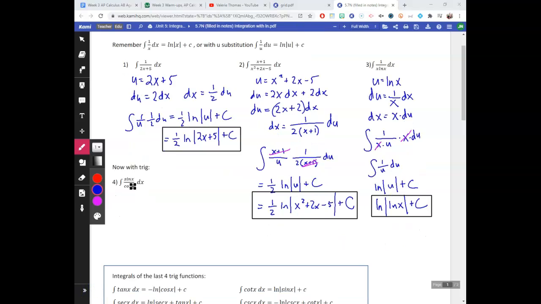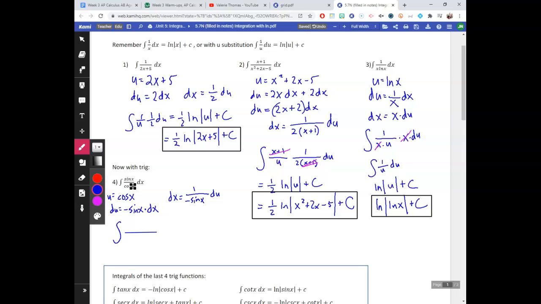There's a sign there, and let's hope that this gets eliminated. So u is cosine of x. That means du is going to be negative sine of x times dx. And so dx is going to be what? It's going to be 1 over negative sine of x du. That's good because we have the sine in the numerator in the problem and sine in the denominator in our differential. So integral of what?